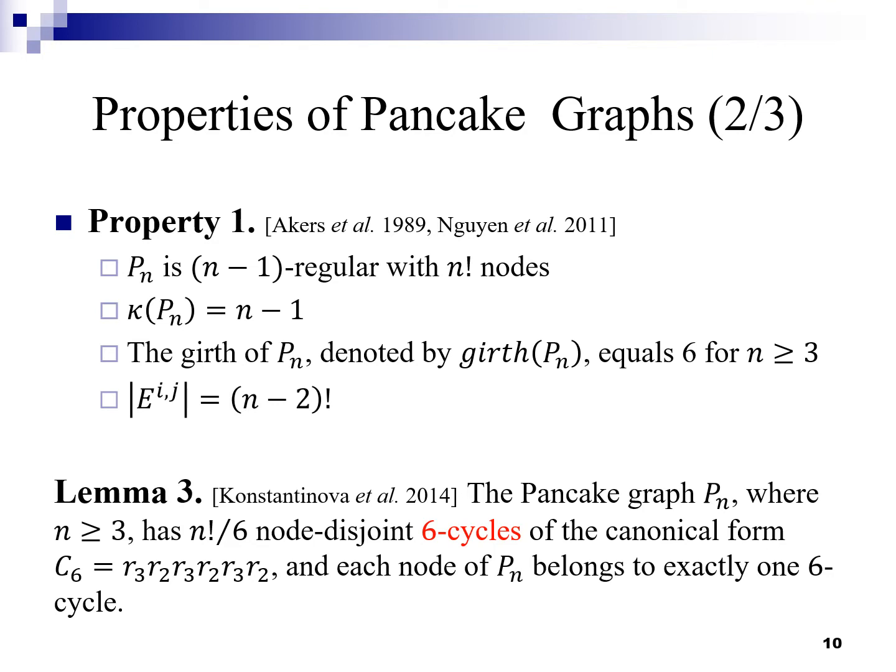Next, an interesting one is lemma 3. We see that the Pancake graph P_n, where n is at least 3, has 6-cycles of canonical form C_6, denoted by R3, R2, R3, R2, R3, R2, and each node of P_n belongs to exactly one 6-cycle.